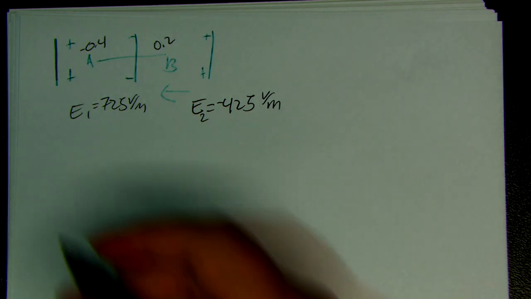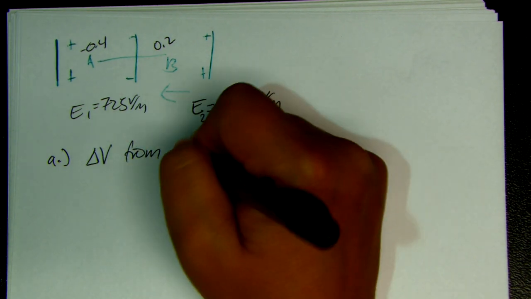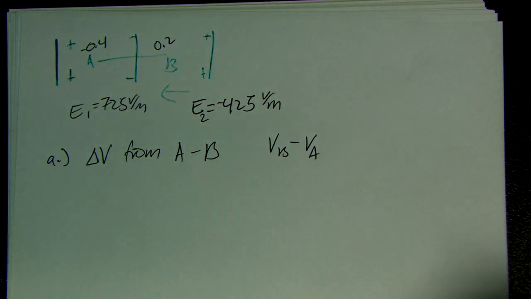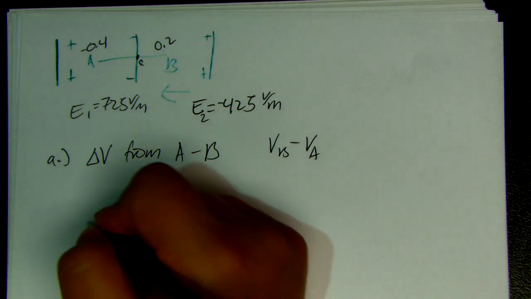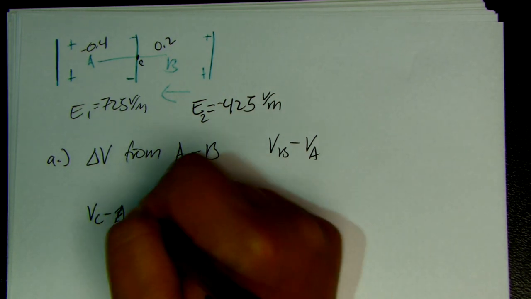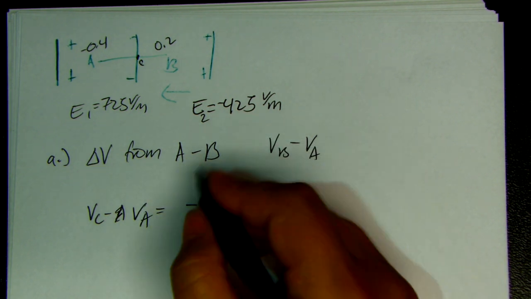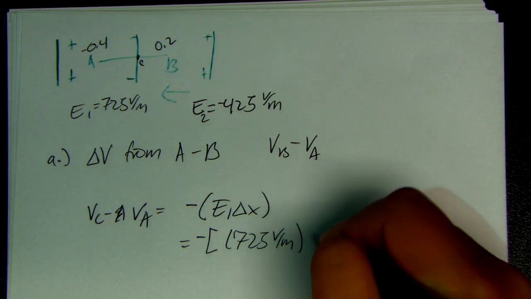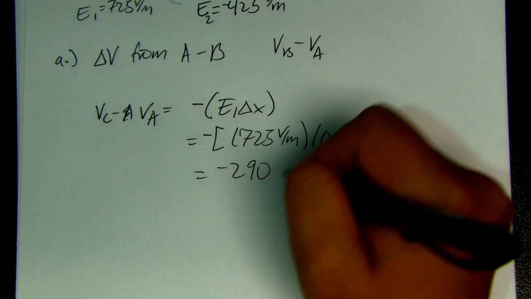All right, so we want to do delta V from A to B, so VB minus VA. And to do this, we want to break this into two pieces, so we're going to add point C here in the middle. That way each piece is going to have the same electric field. So VC minus VA is equal to minus E1 delta X is equal to minus 725 volts per meter times 0.4 meters is equal to minus 290 volts.